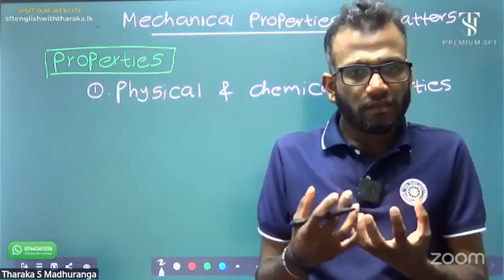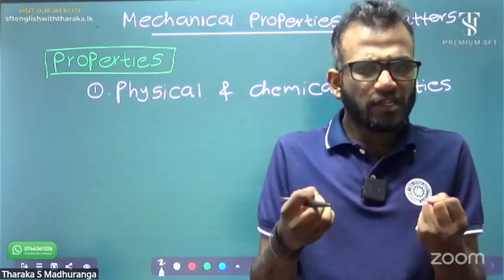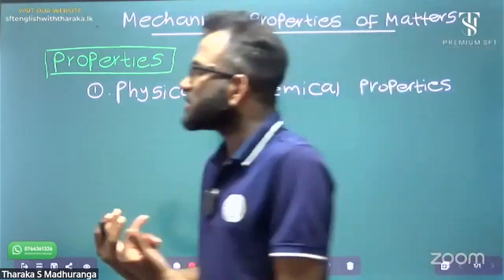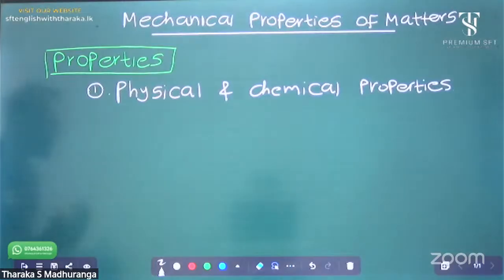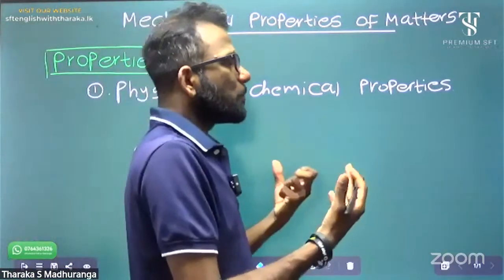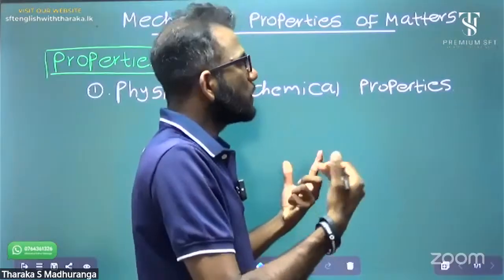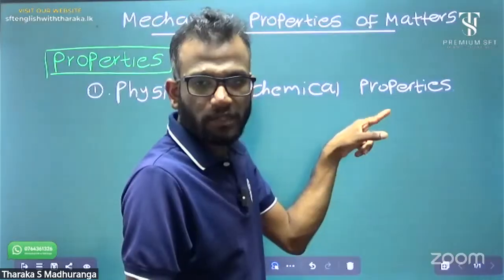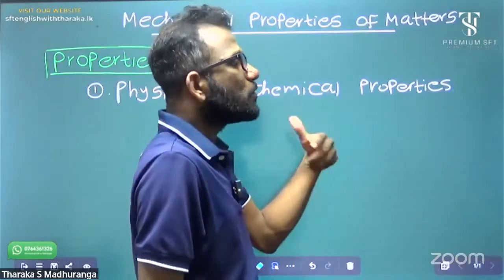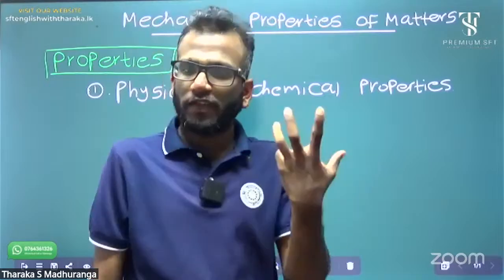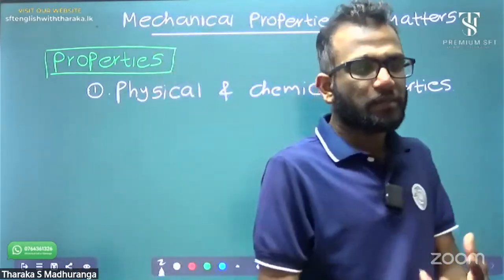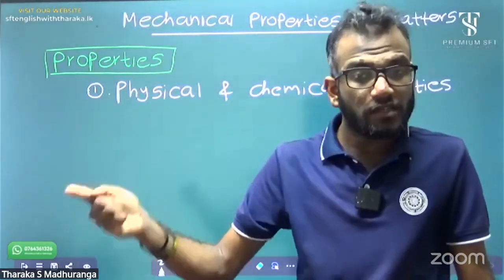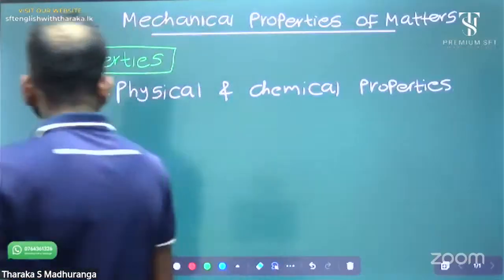Thermal properties, expansion, contraction, they are physical properties. What is the meaning of chemical properties? Chemical characteristics, which we discussed in the chemistry lesson on kinetic chemistry. Physical properties we mainly discussed in the heat lesson, in our physics lessons.